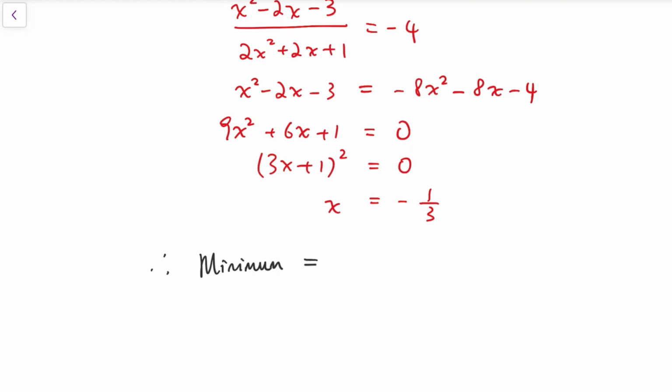So we can conclude that the required minimum is minus 4. So this is the final answer.